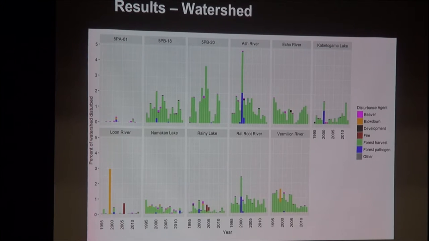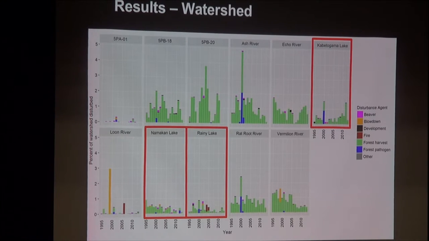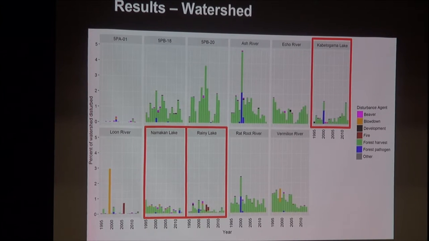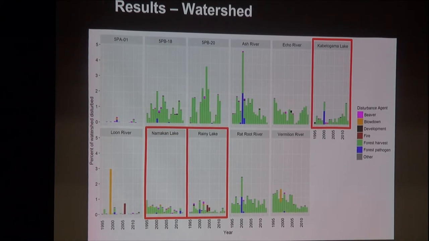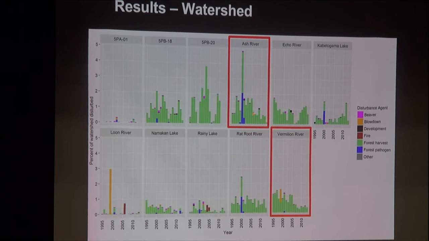We can also take a look at these results by watershed. Here are the three watersheds that are largely located within the park: Namakan, Rainy, and Kabetogama, although each of those has a little bit of land outside the park as well, and that's why we see forest harvest occurring in some of those. But largely they're very low compared to most of the other watersheds that we have. And in the Ash River and Vermilion River watersheds, you see that the harvest rates have declined starting in around 2006, 2007, in both of those watersheds.